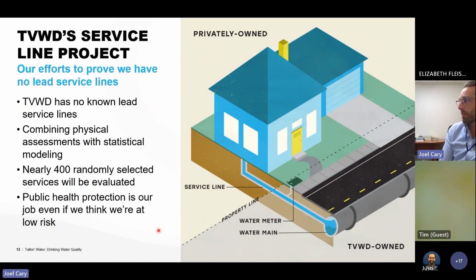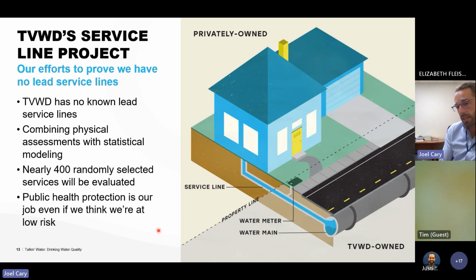But just to touch on lead for a second, there's recent EPA compliance that all drinking water systems must comply with to look to see if they have any lead service lines, or to identify all the lead service lines that they suspect in their system. So for TVWD, this is our effort to prove that we don't have lead service lines.